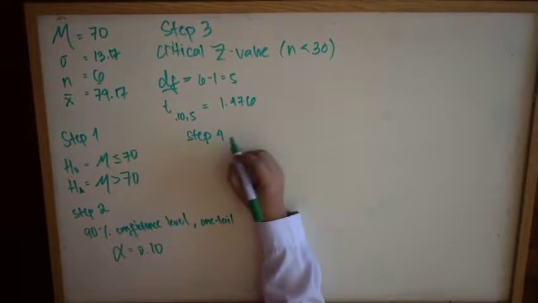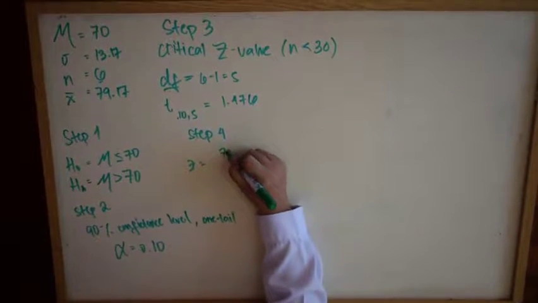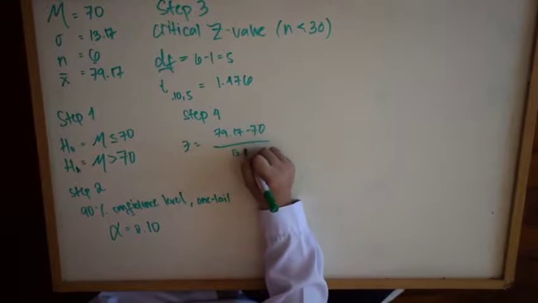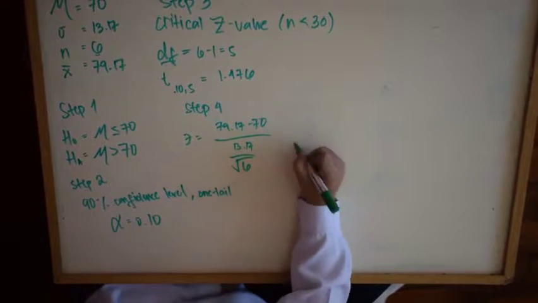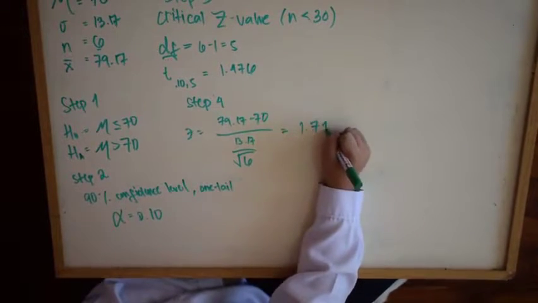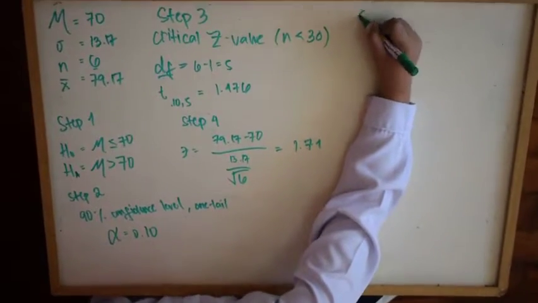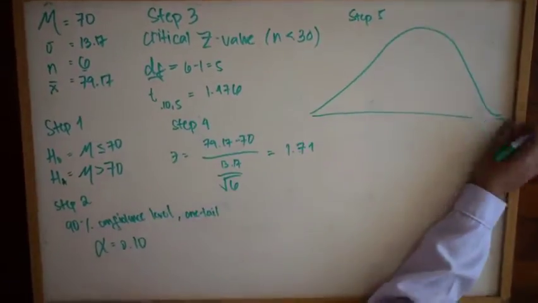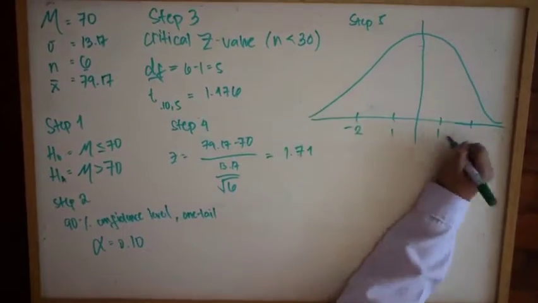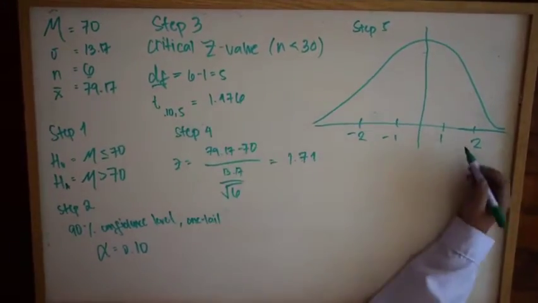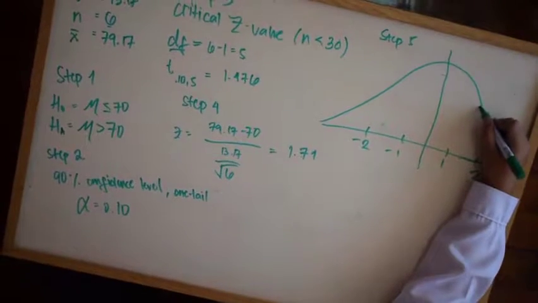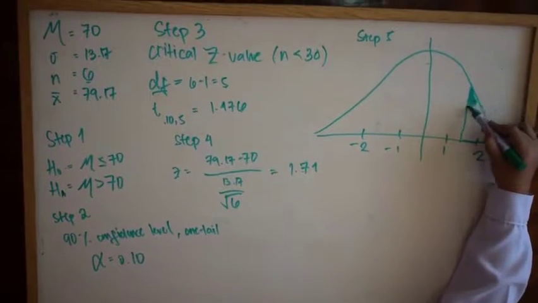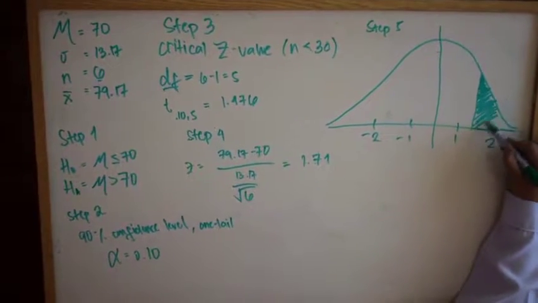So in step 4, we need to calculate the t-value we are looking for. 79.17 minus 70 over the standard deviation of 13.17 over the square root of 6, since that is our sample size, and it will equal 1.71. For step 5, we need to input the values in a normal distribution curve. We locate our critical value, which is 1.476, and shade that region. This will be the rejection region, and the unshaded region will be our non-rejection region.